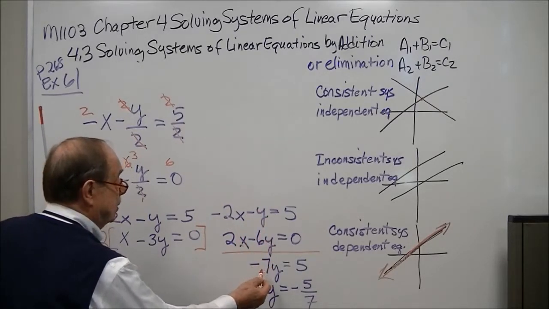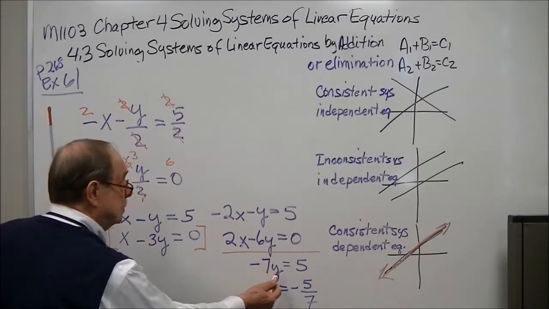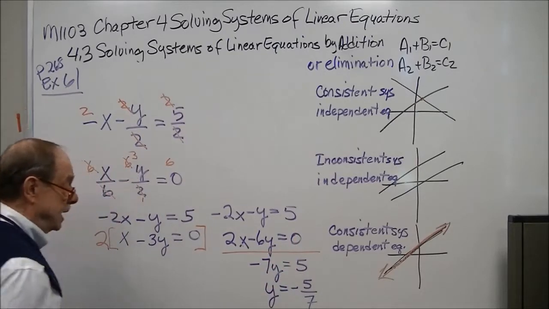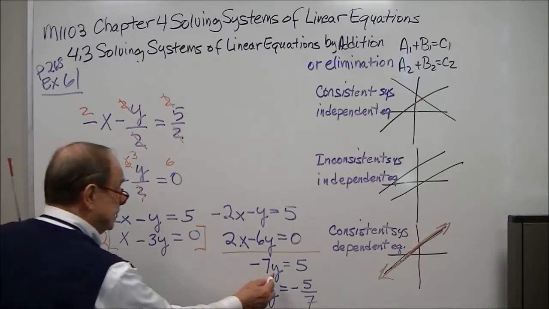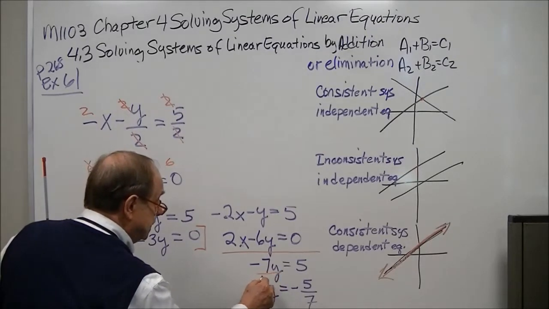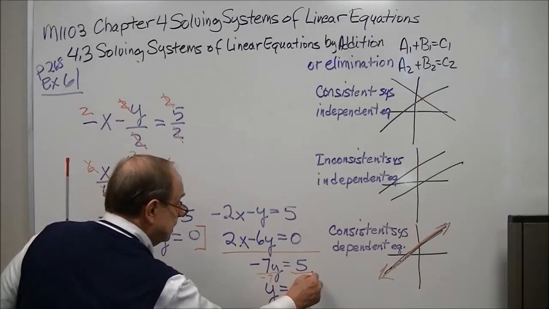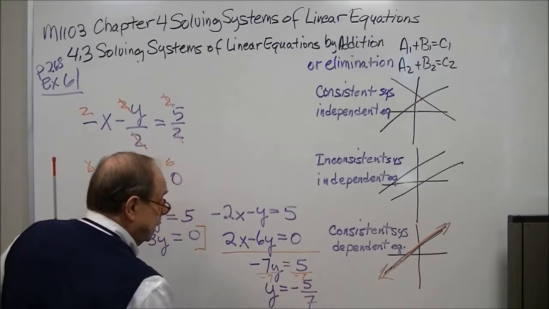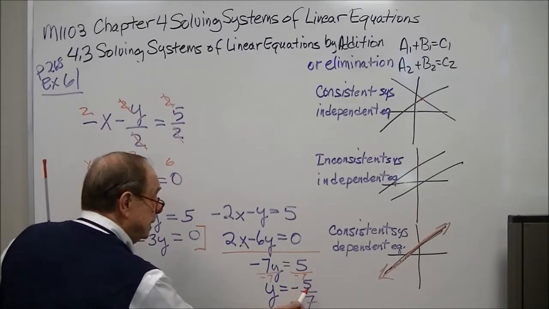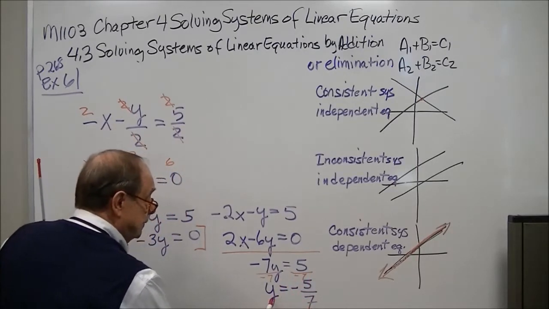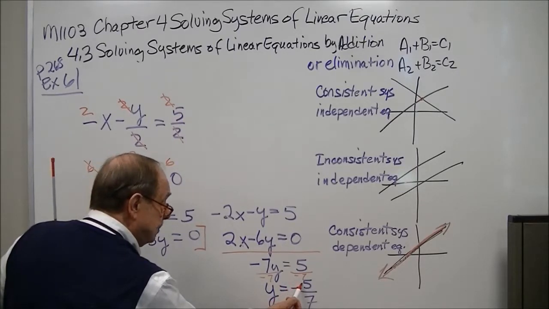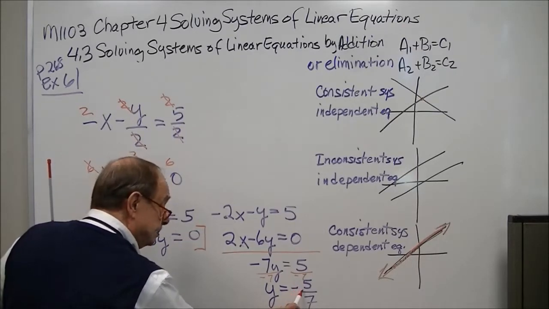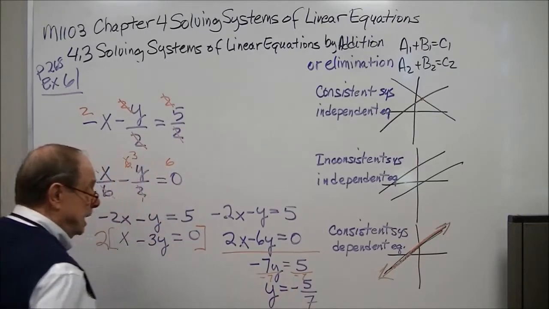We add up our y's and we get a negative 7y equals 5. And now solving for a positive y, we divide both sides by a negative 7. And we end up with a negative 5/7 for y. Now notice we could have put the negative up there by the 5, but the preferred position is by the division bar.